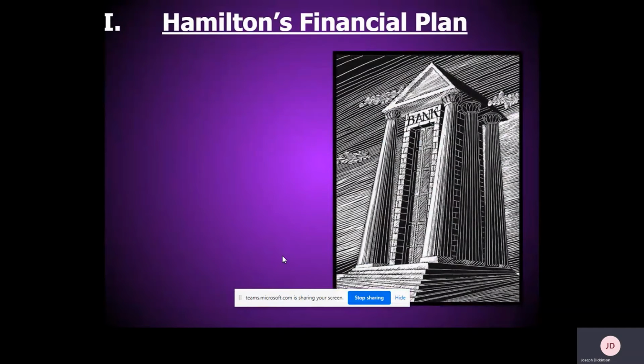All right, so Hamilton's financial plan. Going by this picture, what do you think is going to happen? What do you think about this picture? Talk to your neighbor right now. Pause it and talk to your neighbor. What do you think is going on?